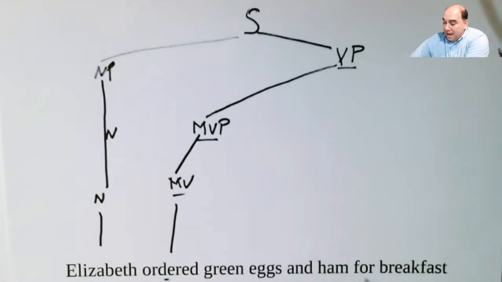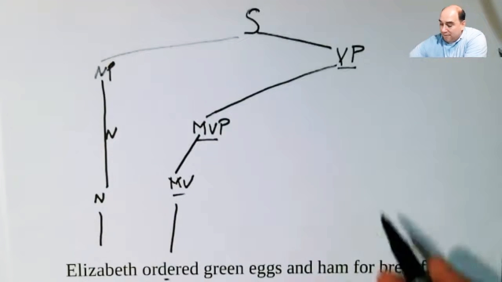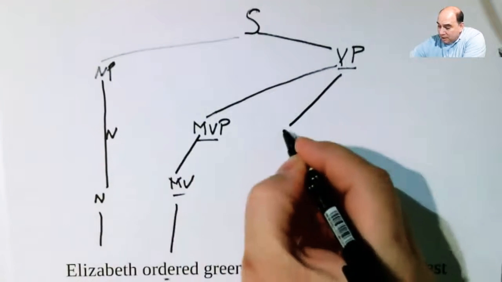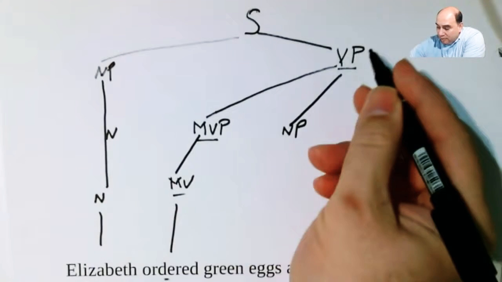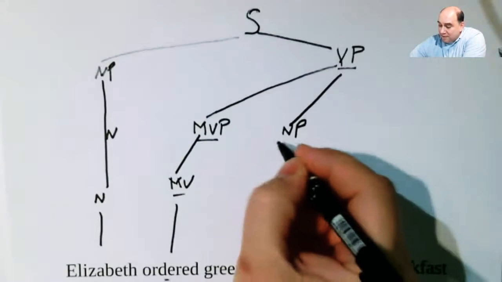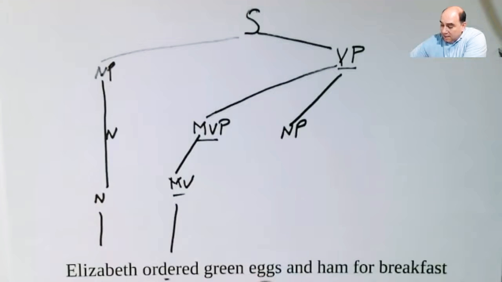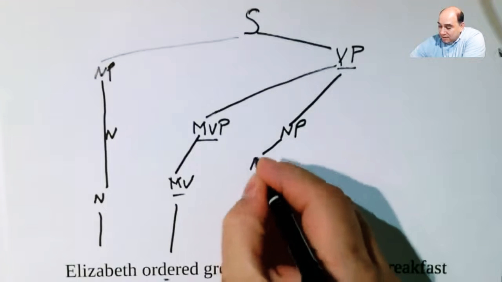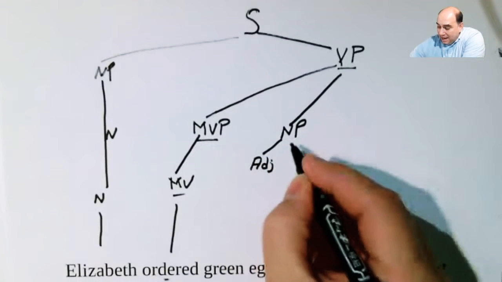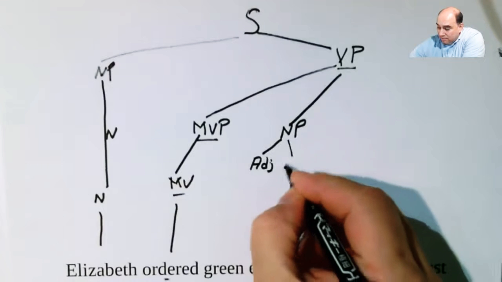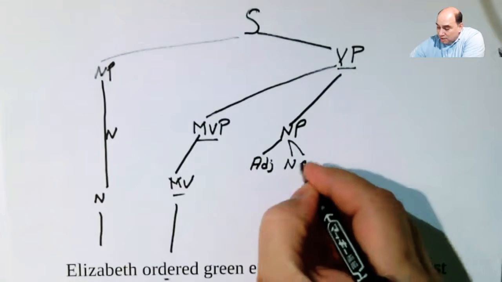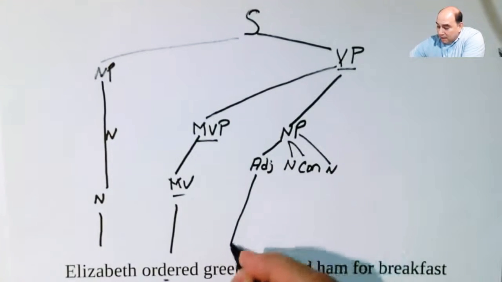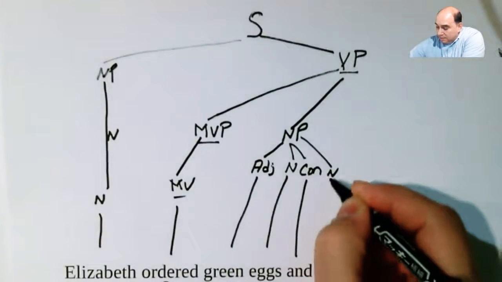Green eggs and ham. Well, that's a noun. So off of here, I'm going to try to be at the same level. I'm going to put another noun phrase. So a verb phrase can include a noun phrase, and this noun phrase has green eggs and ham. I have an adjective listed here, and I have a noun, and I have a conjunction, and another noun. Okay, and they all go together here. So we've got these all coming down here, right?